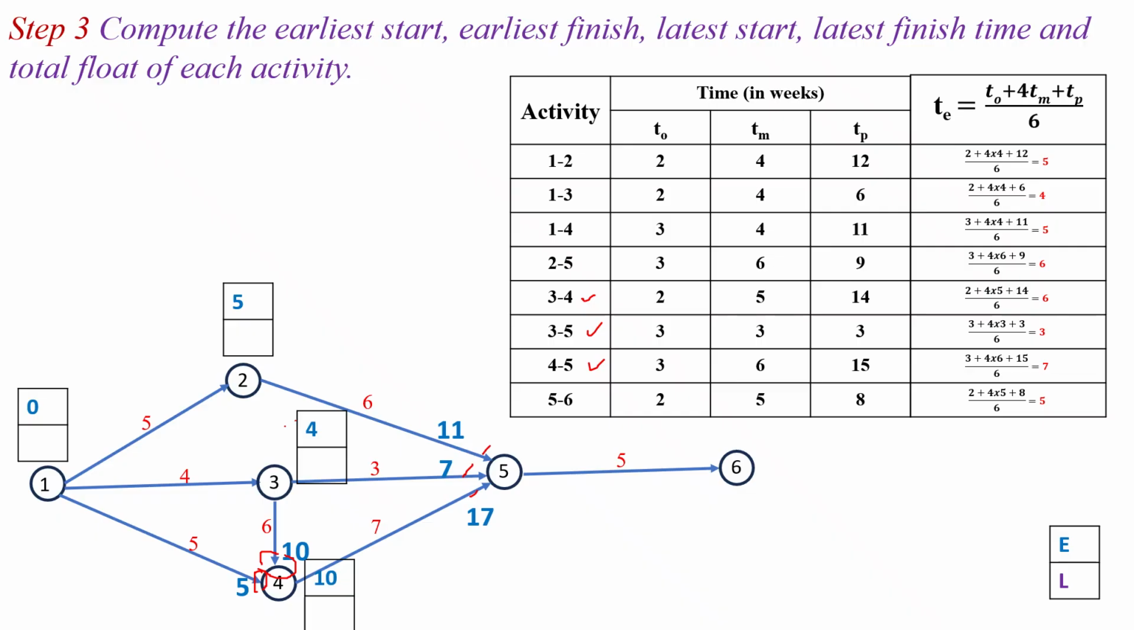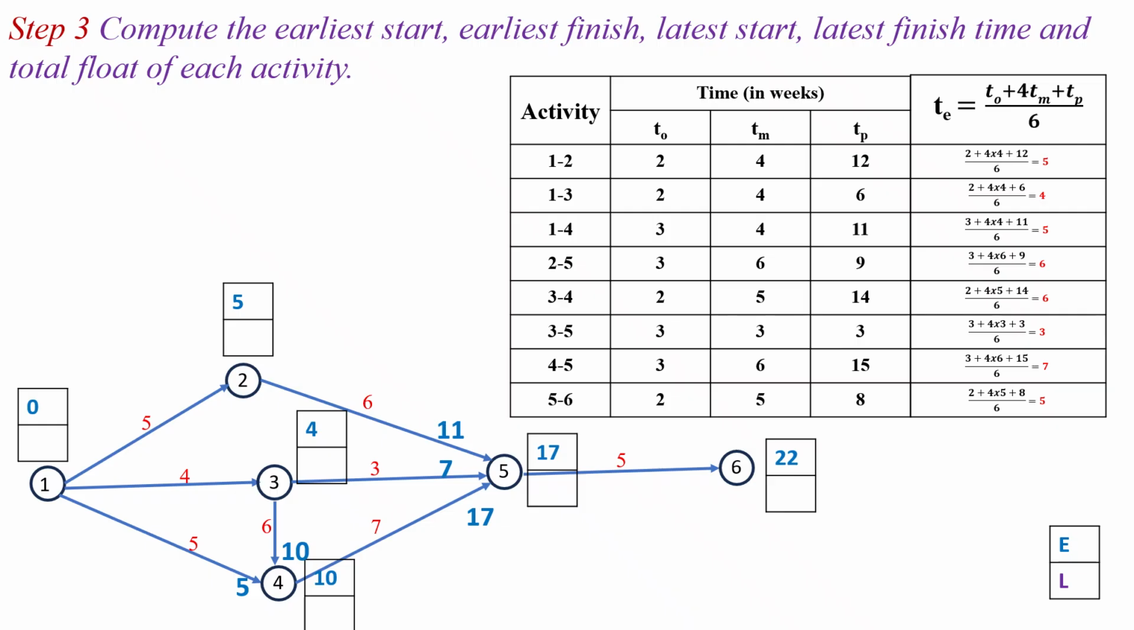Here event 5 is the merge event for the activities 2 to 5, 3 to 5 and 4 to 5. Then earliest finish time at event 5 is the maximum of the 11, 7 and the 17. So here 17 is the maximum time. So earliest finish time at event 5 is the 17. Next activity 5 to 6. For activity 5 to 6, earliest start time is the 17 at event 5 and finish time will become the 17 plus 5, which is equal to the 22.